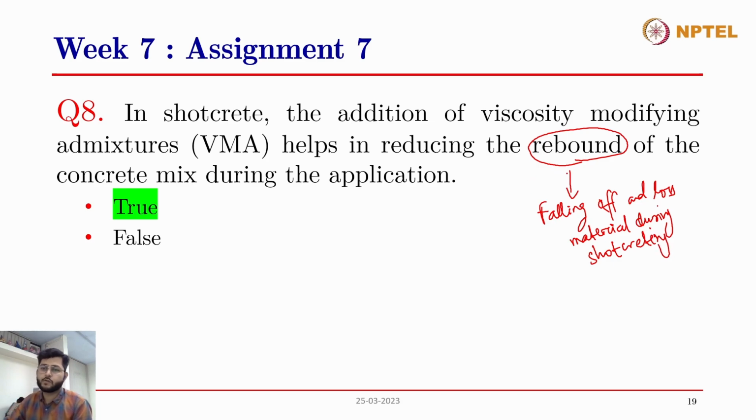Right? So, if the viscosity is enhanced, then the material will have a high viscosity, and therefore it won't fall off. It will have a higher cohesion between the layers, and it will stick onto the surface and won't fall off. Therefore, the rebound and the loss of the material will be reduced. This is also done in the case of 3D printing as well.